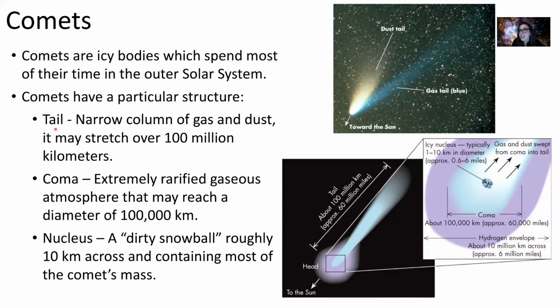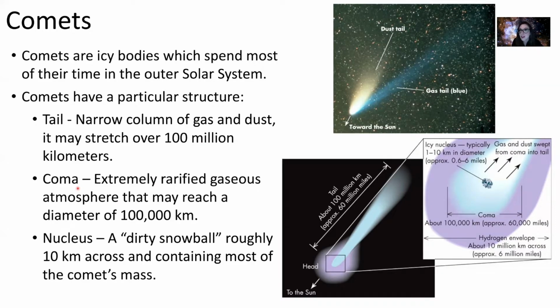The comets have a tail, which is a narrow column of gas and dust that stretches over 100 million kilometers or more. Okay, so here are the tails back here of one particular comet.